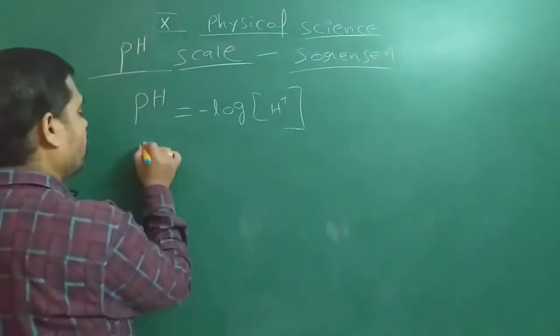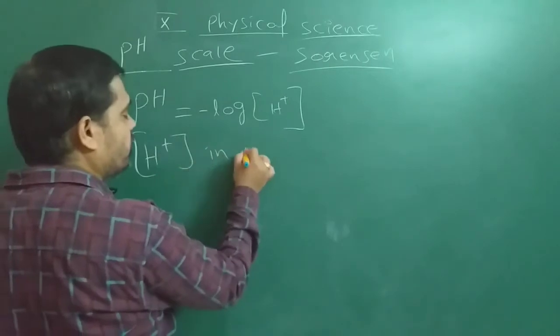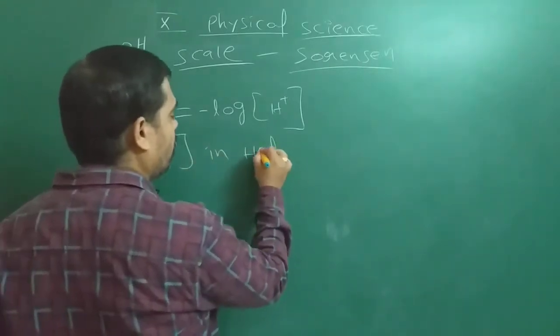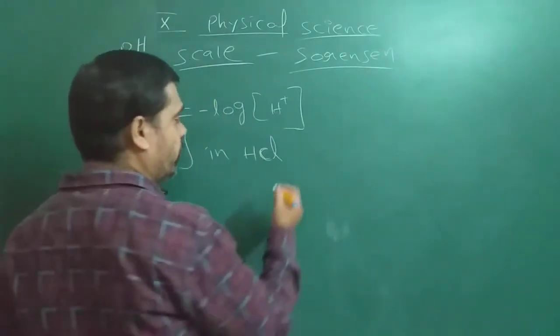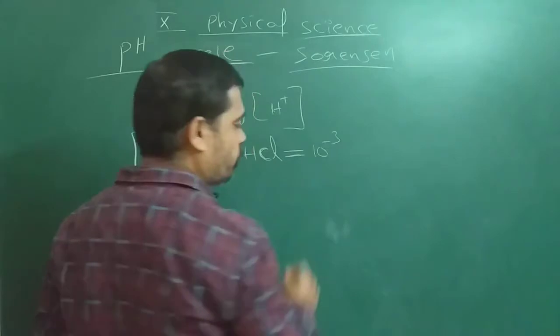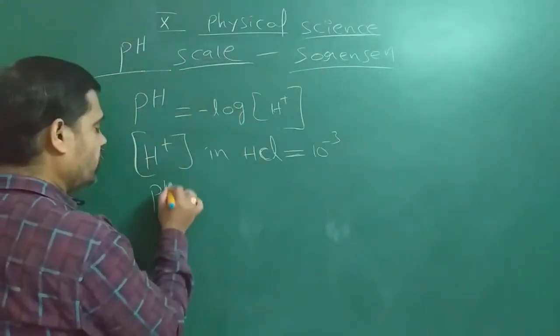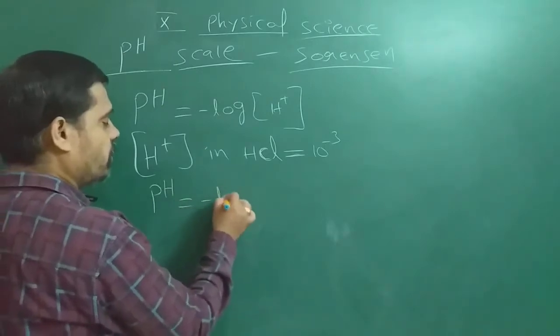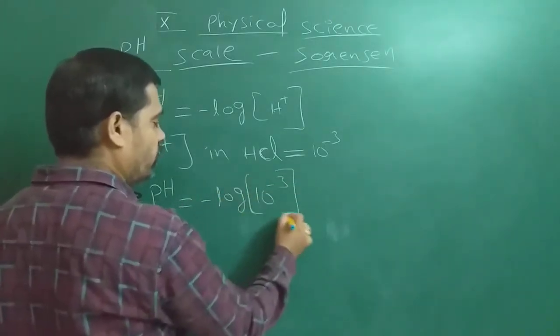So suppose the H plus ion concentration in HCl, hydrochloric acid, is 10 power minus 3. Then what about the pH value? How to find out? pH is equal to minus log 10 power minus 3. Then what do you get, children?